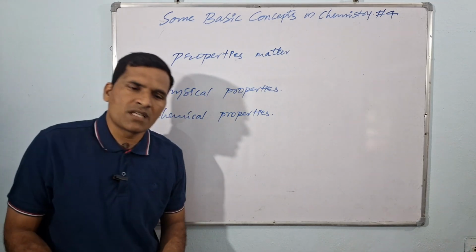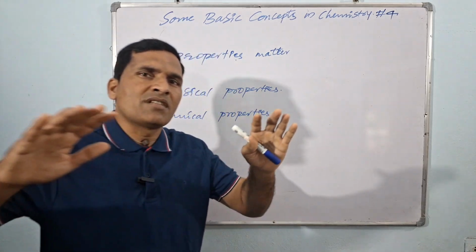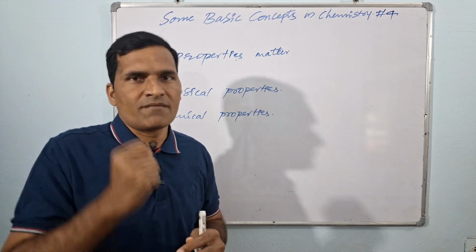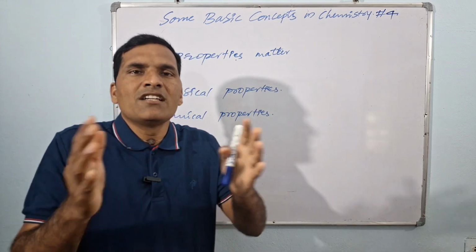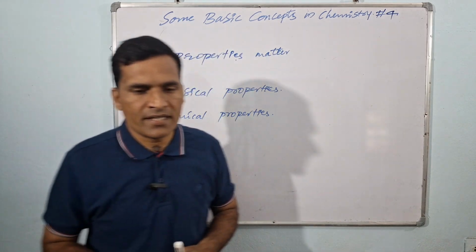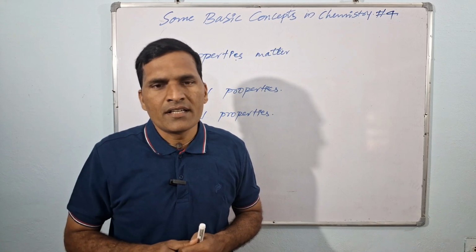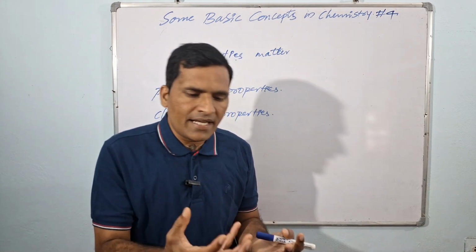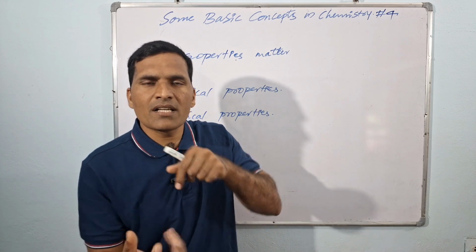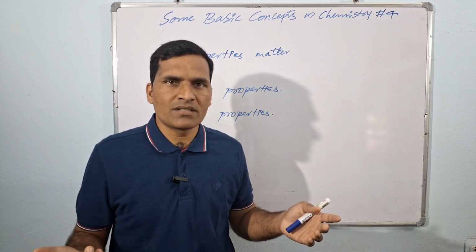Now, what do we mean by physical properties? These are the properties which we can observe, visualize or measure without altering the composition of the matter. Say, for example, you want to know the melting point of ice. Once you melt that ice, you will get liquid water. Do you find any change in the chemical composition of water? No, there is no change in the chemical composition.